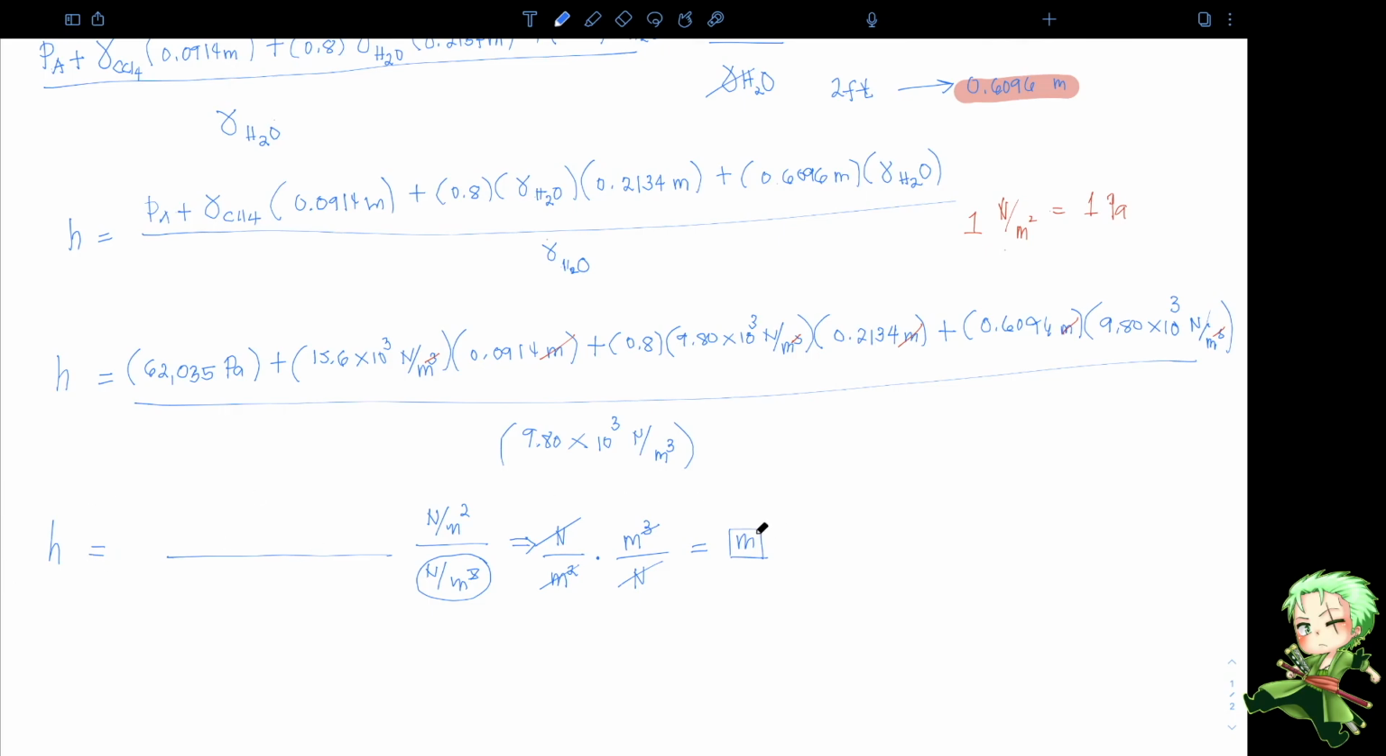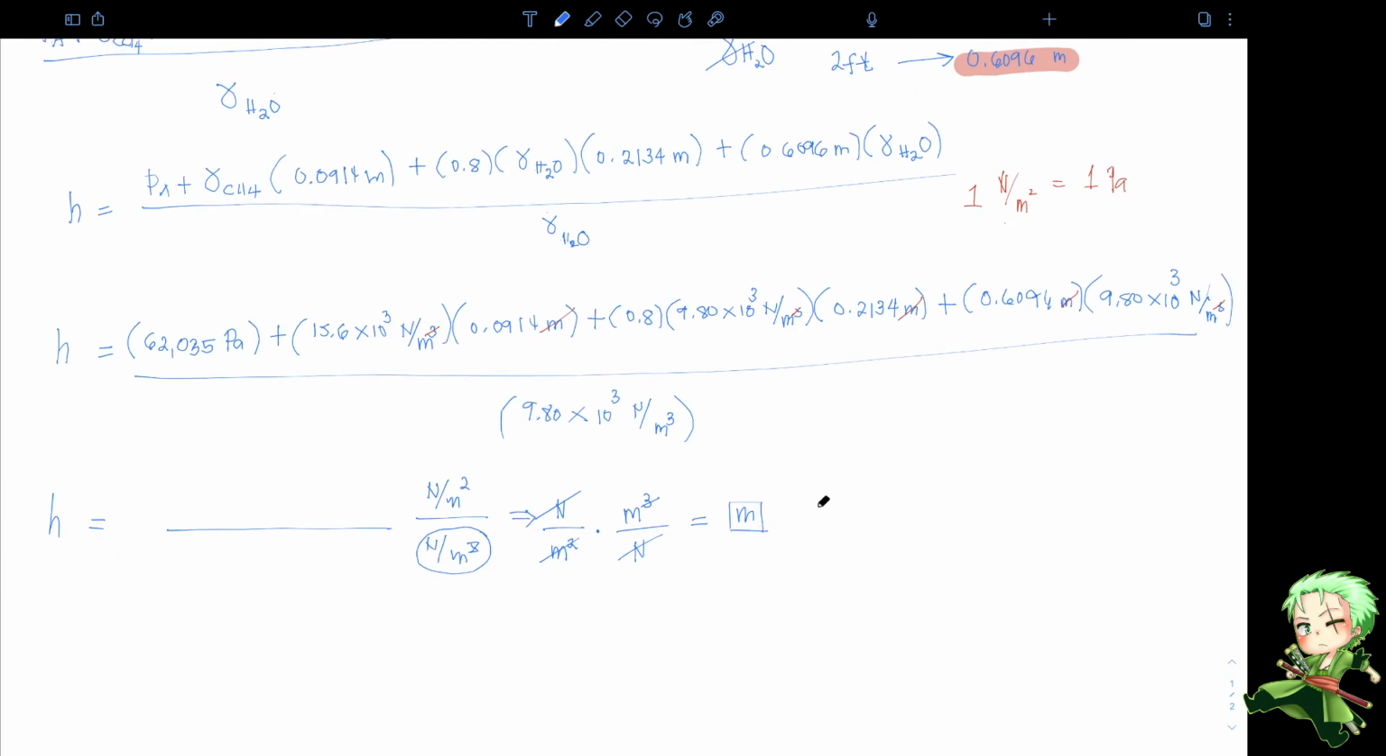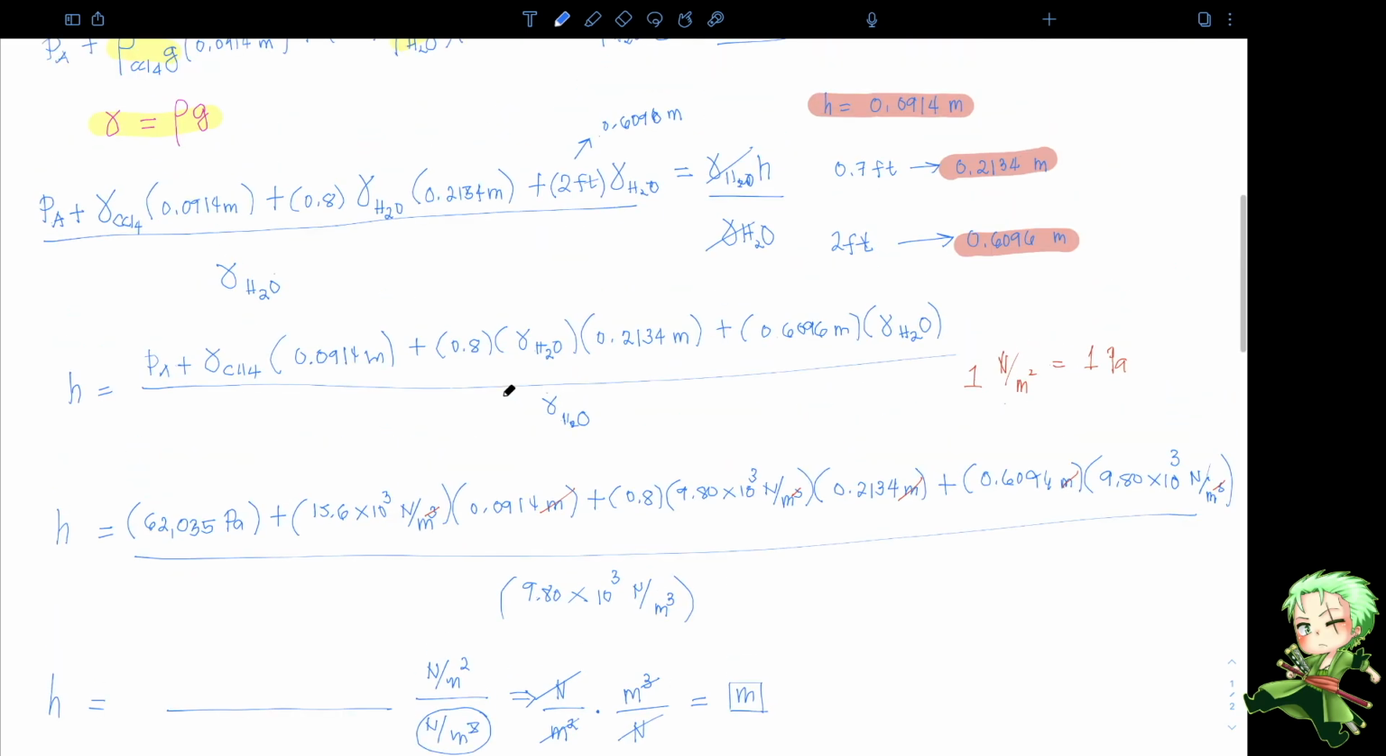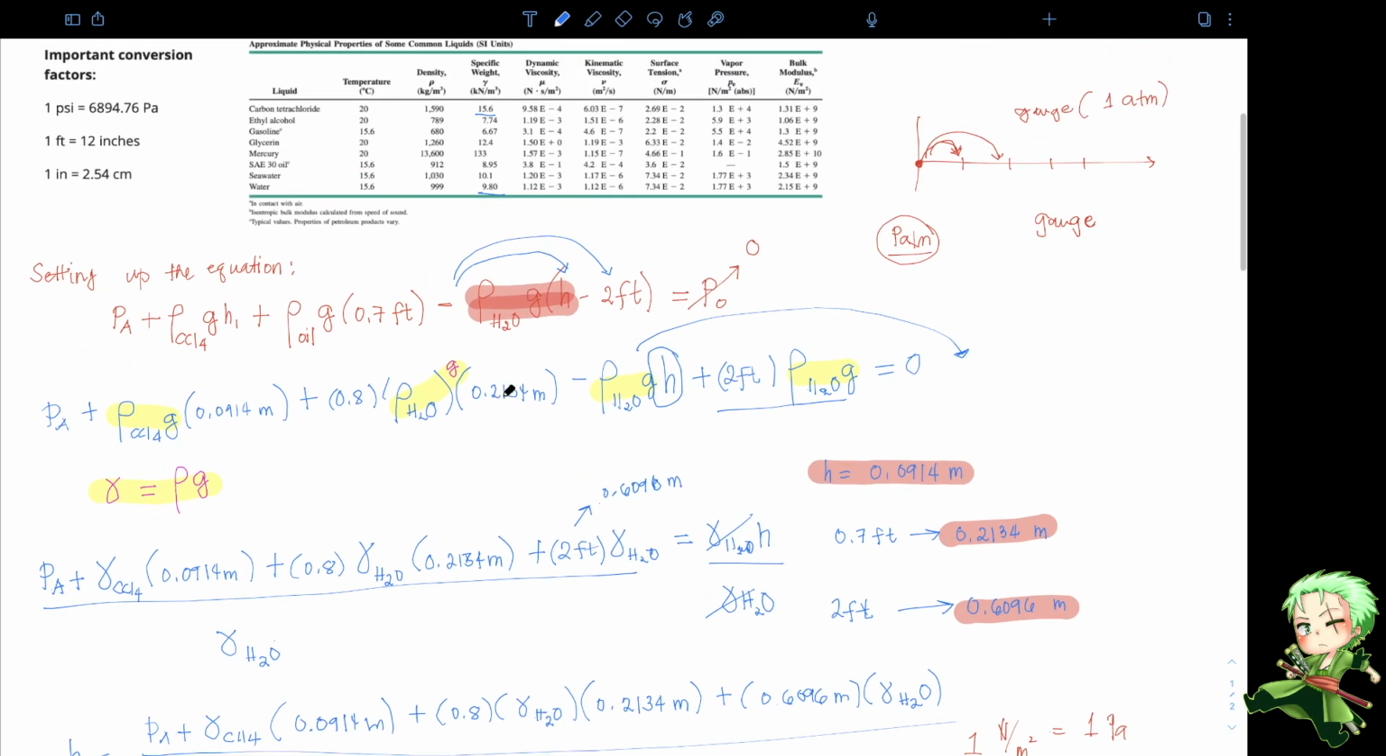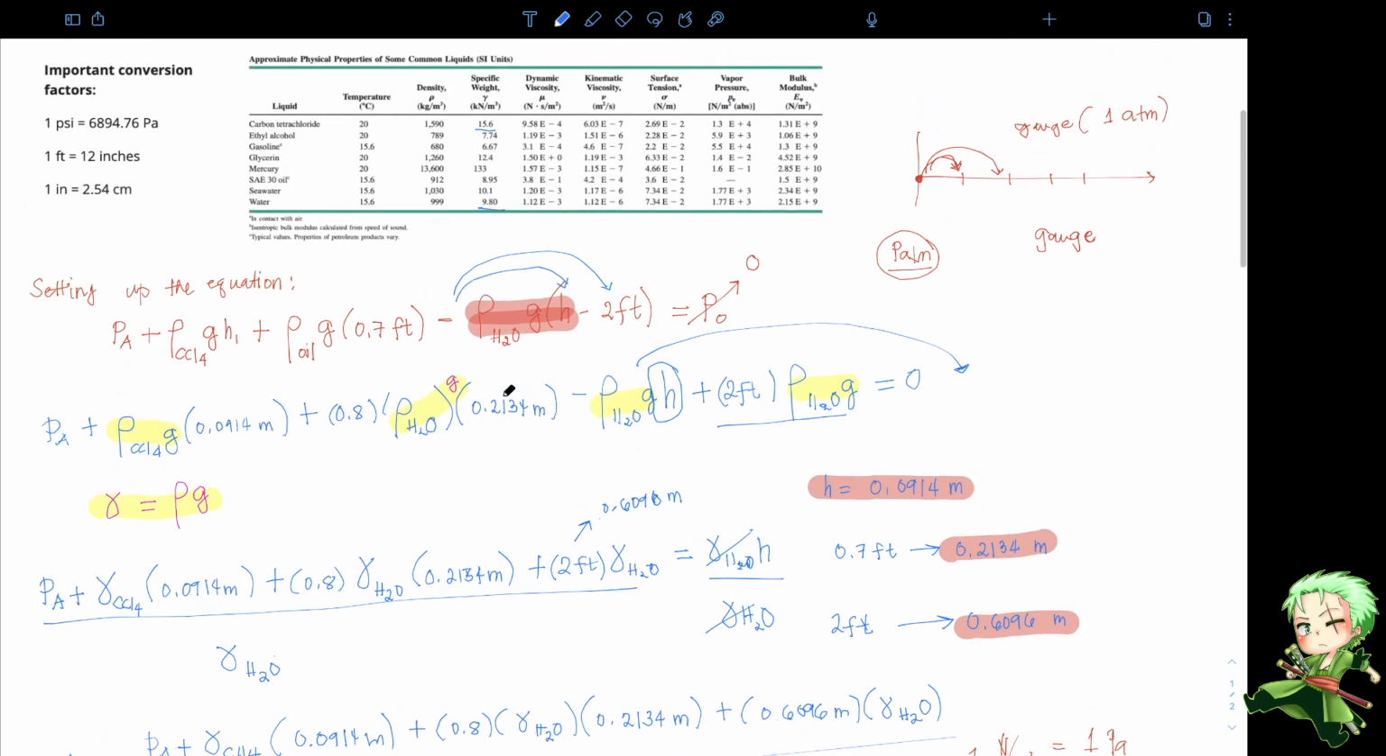Because meter is the SI unit. So we don't have a problem with our units. That means we are actually using the correct set of equations in our problem. And what is left then is to carefully plug in these values into our calculator. And when we do that, for the numerator, we have 62,035 pascals.